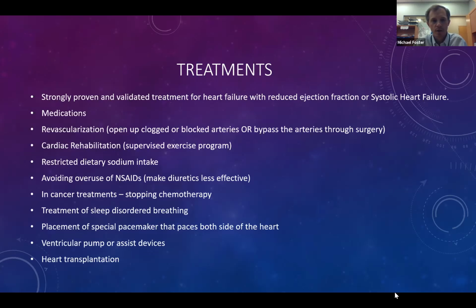The treatment of sleep disordered breathing has shown great promise in the improvement of heart failure symptoms and the improvement of the function of the heart. Occasionally, patients progress to the point where we need to consider putting a specialized pacemaker on both chambers of the heart that helps resynchronize the function of the heart. And then advanced therapies would include ventricular pumps or assist devices that are either implanted in the arteries of the heart or through a chest incision. And finally, would be heart transplantation.